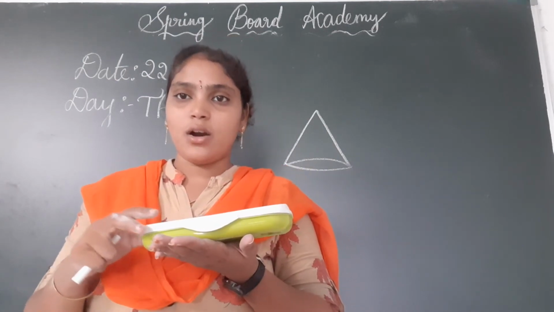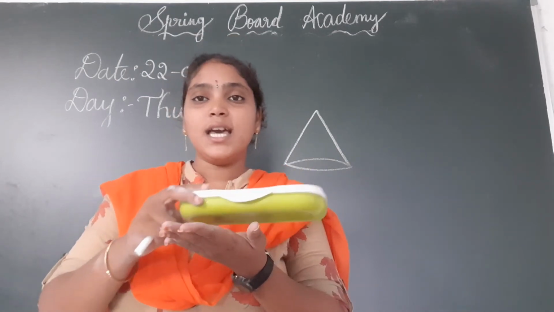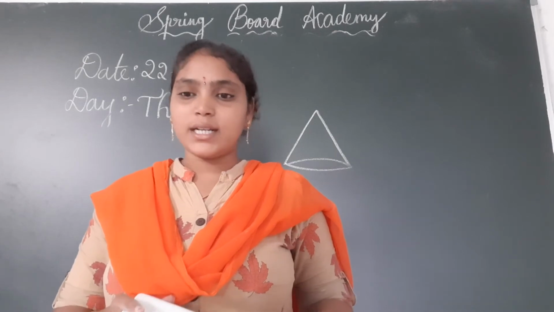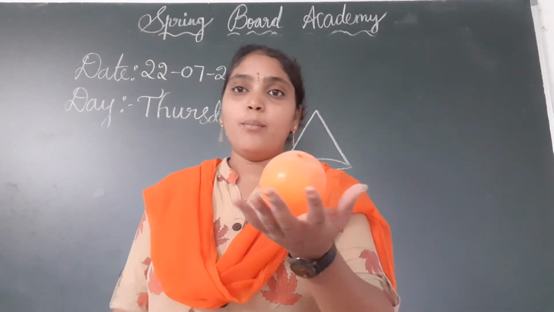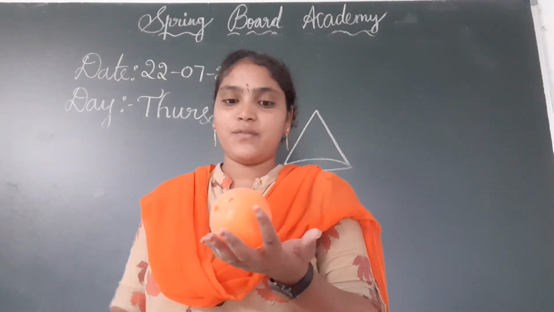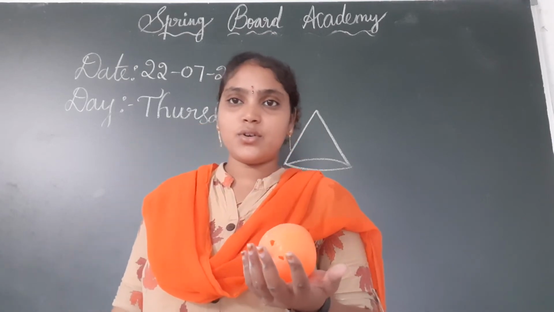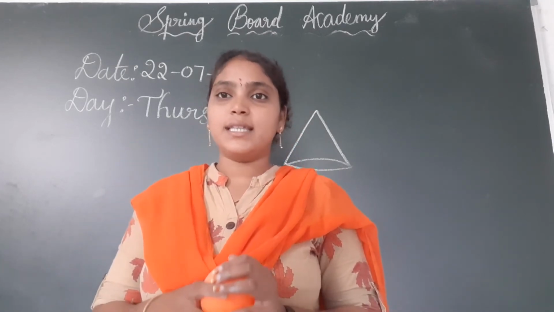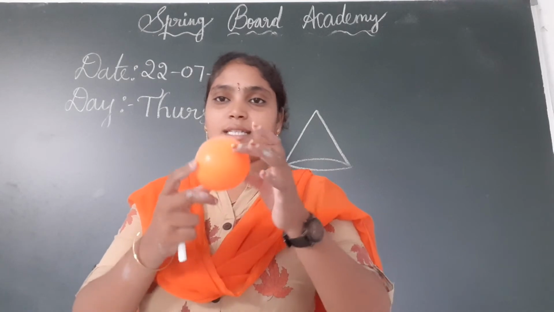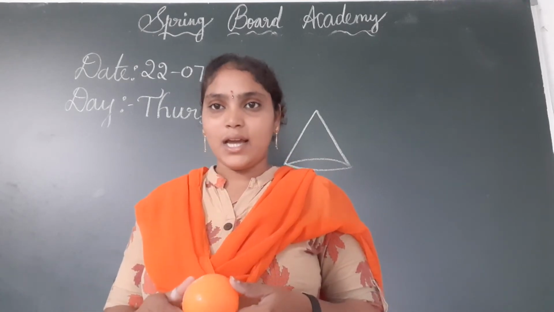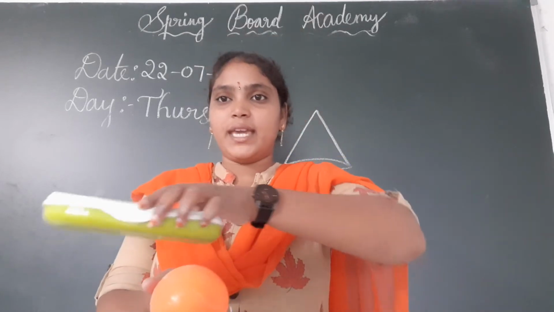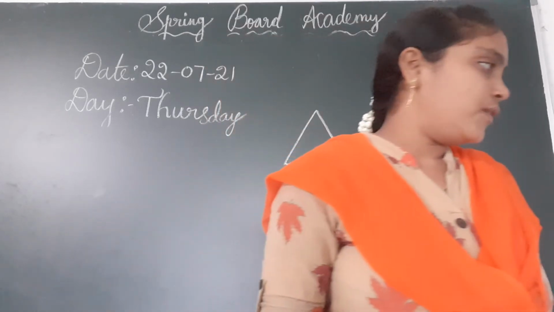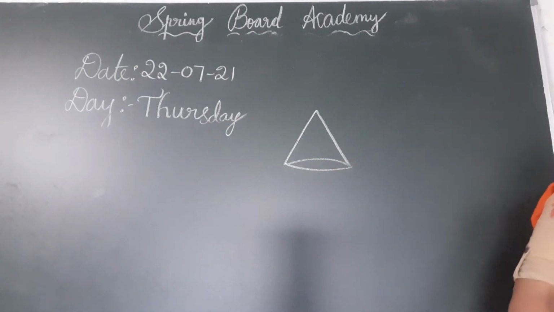What are the objects having flat surfaces? They can slide. And what are the objects having curved surfaces? For example, this is a ball, children. Ball has only a curved surface, so that's why it rolls. The objects that have curved surfaces can roll, and the objects that have flat surfaces can slide.